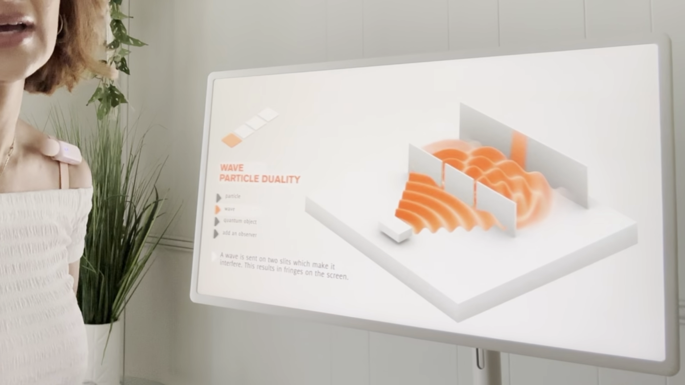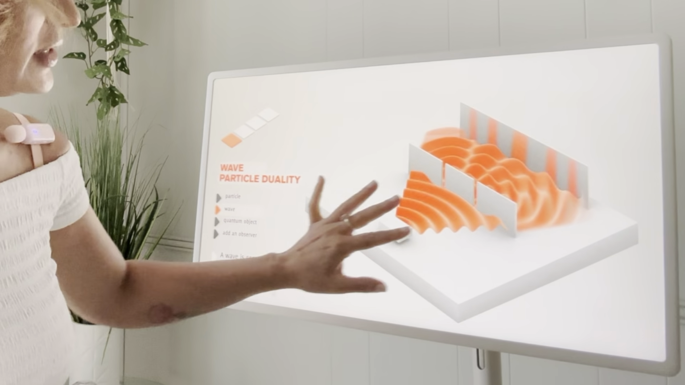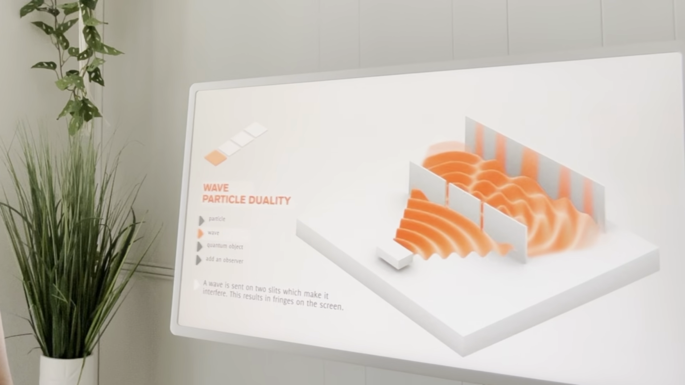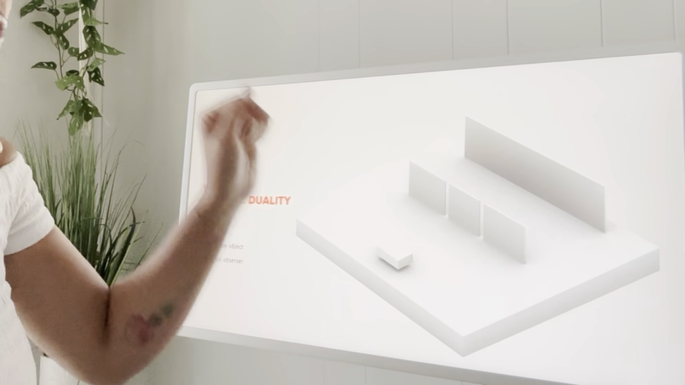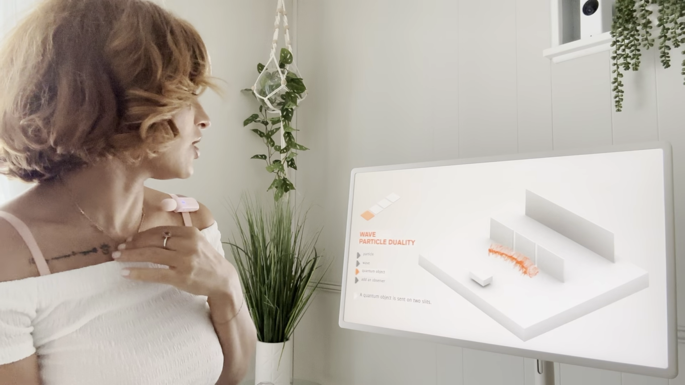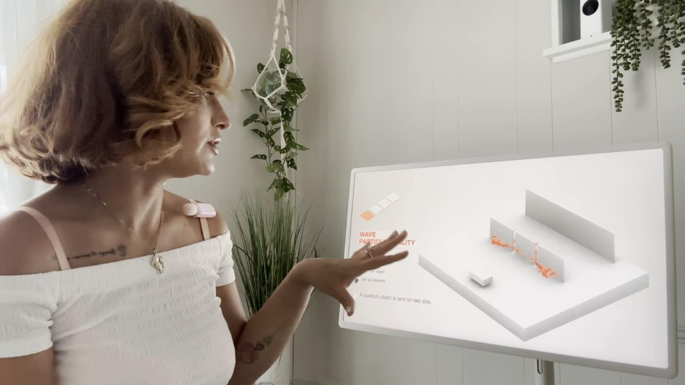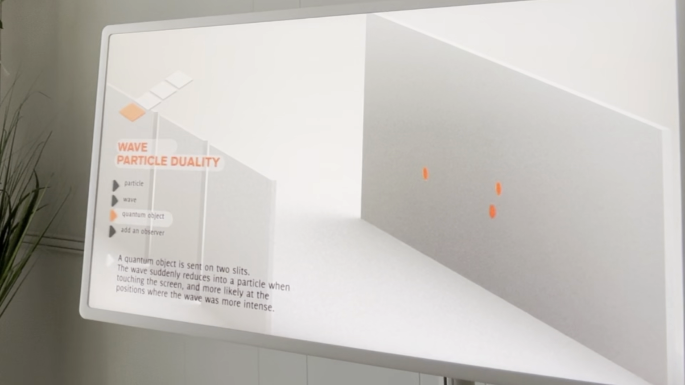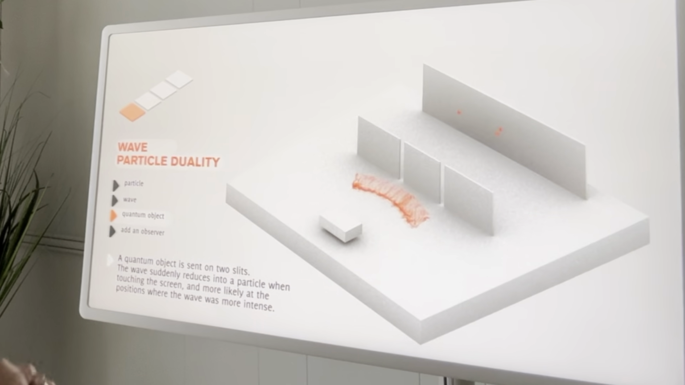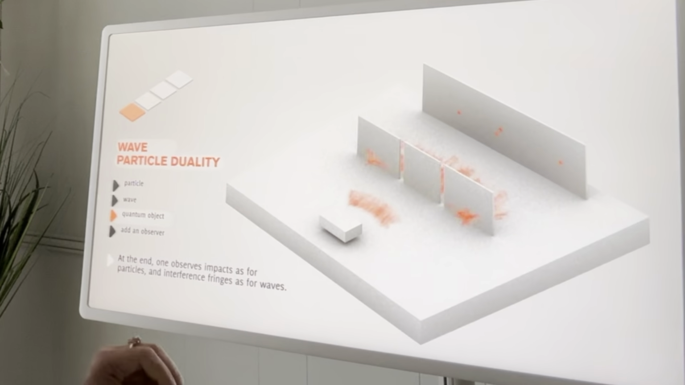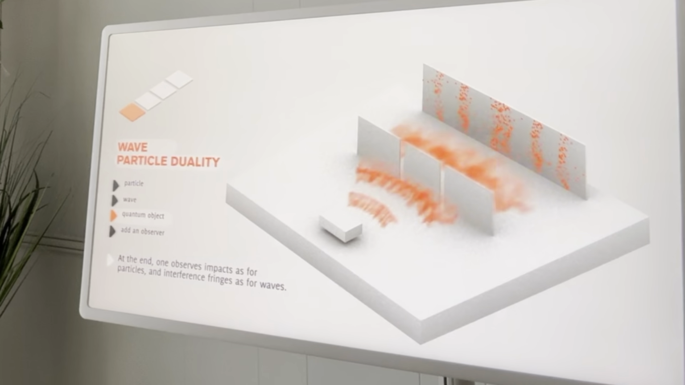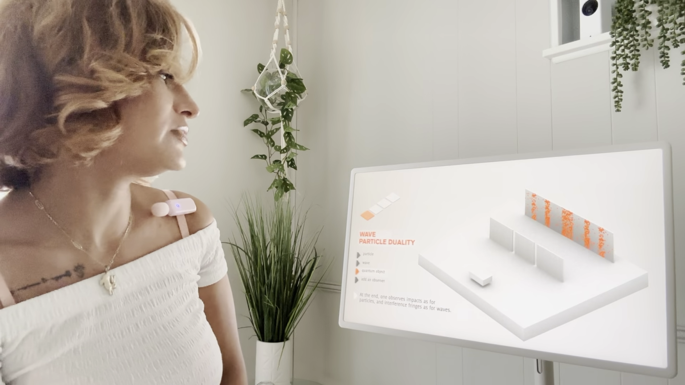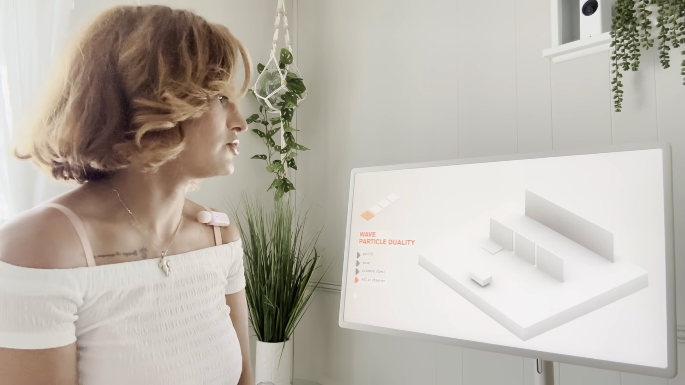So let's see what that ends up looking like when it's sent through like that. Ends up looking pretty uniform across the screen. A quantum object is sent on two slits. It suddenly reduces into a particle when touching the screen and is more likely at the position where the wave was more intense. That seems pretty logical, right, when you're looking at it.